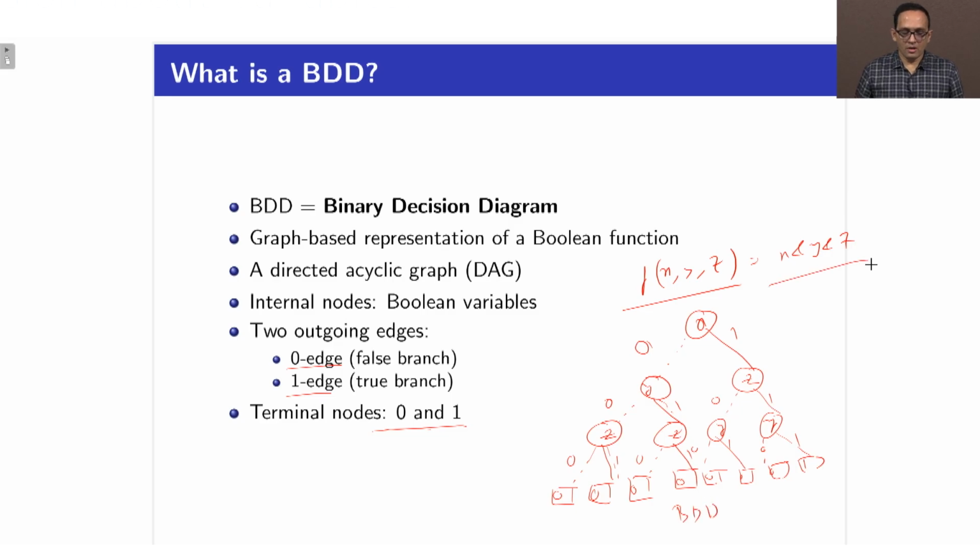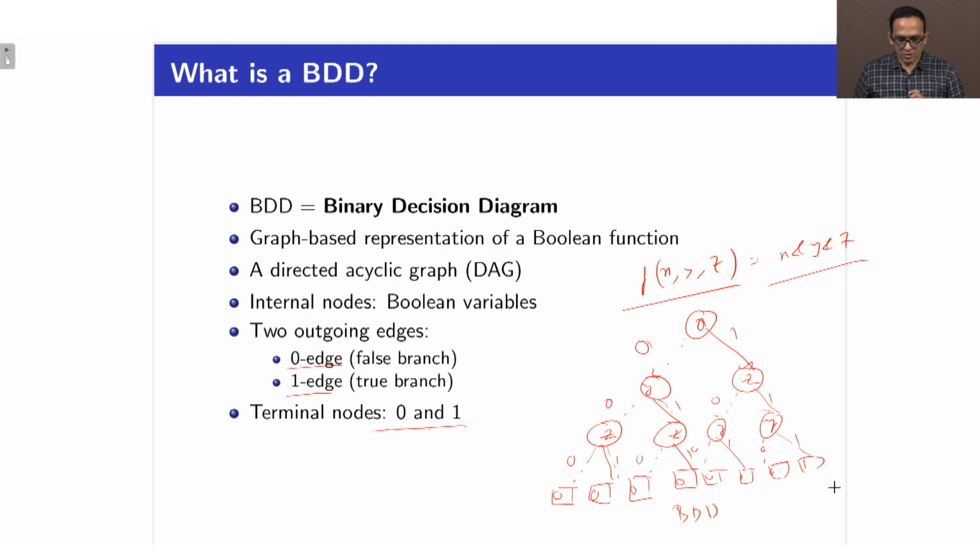Okay. So, this is an acyclic graph because there is no cycle here, and it is a directed graph. Usually these edges are directed. Each node represents a variable, and every node has two outgoing edges, one with 0 and one with 1, and the terminal nodes are 0 and 1. Okay. This is, by definition, a binary decision diagram.